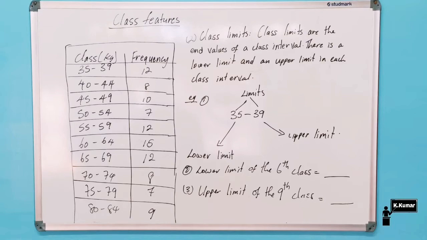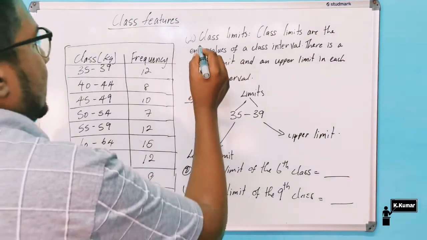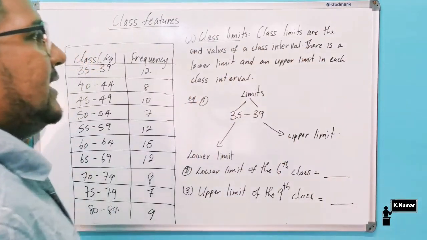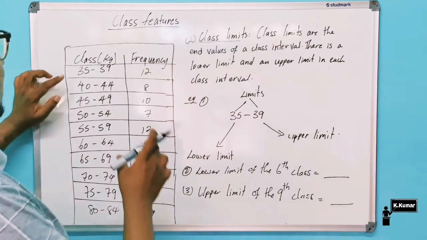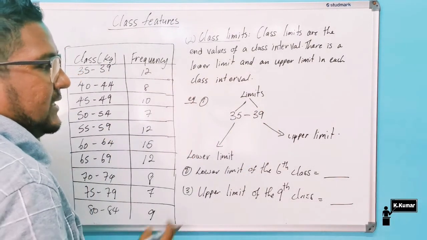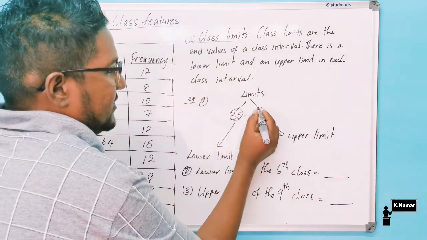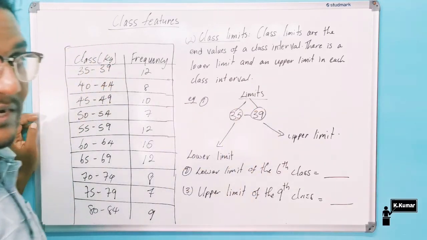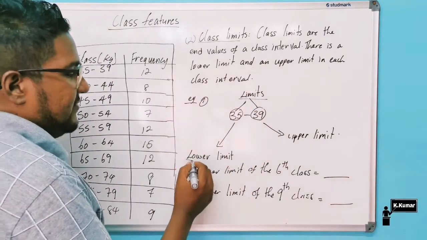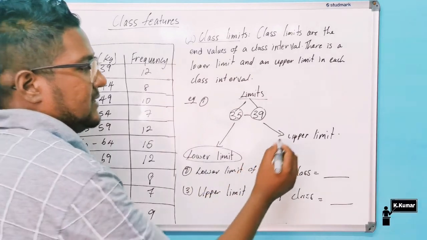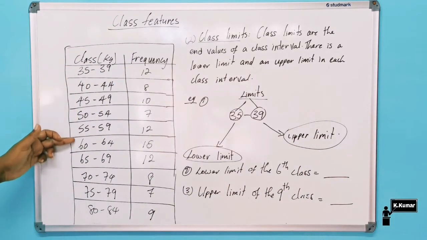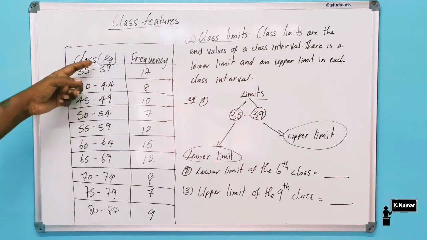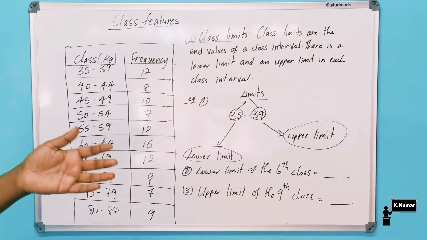The second class feature we're going to look at is class limits. Class limits are the end values of a class interval. There is a lower limit and an upper limit in each class interval. Let's look at our first class interval, which is 35 to 39. So 35 and 39 are our limits, but 35 is my lower limit and 39 is my upper limit. All these first numbers here are lower limits, and all the end numbers here are upper limits.